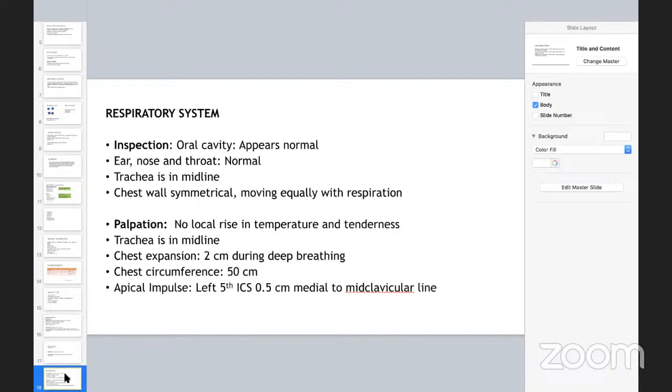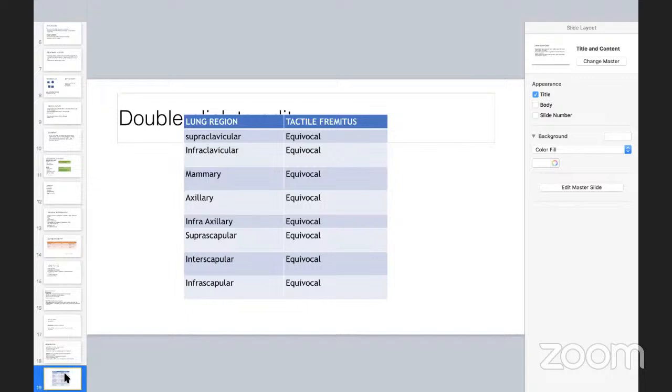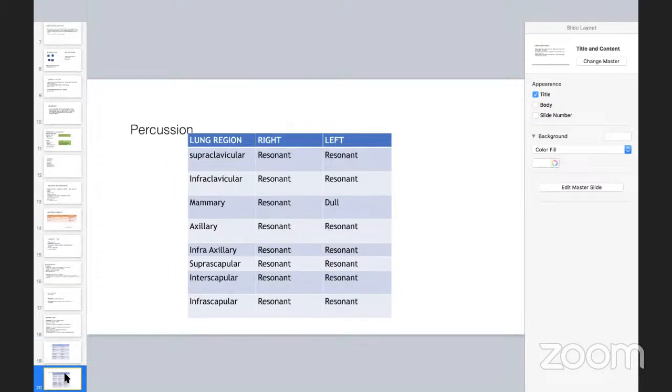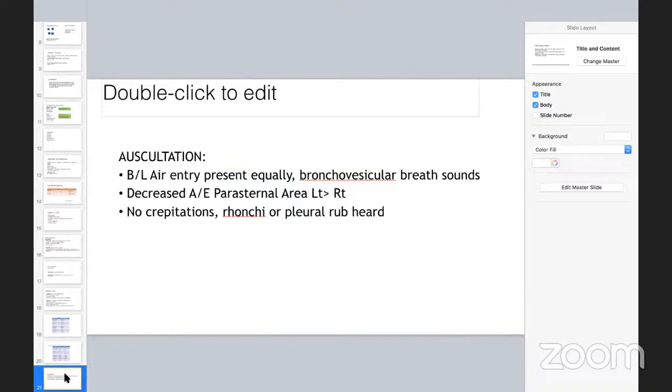On respiratory system examination, the oral cavity appeared normal, the ear, nose, throat was normal, and the trachea was in the midline, and the chest wall was symmetrical, moving equally with respiration. On palpation, there was no local rise of temperature and tenderness. The chest expansion was 2 centimeters during deep breathing. The chest circumference was around 50 centimeters, and the apical impulse was present in the fifth intercostal space, 0.5 centimeters medial to mid-clavicular. On tactile vocal fremitus, equivocal sounds were heard in all lung areas. On percussion, there was a dull note present in the left mammary region, whereas a resonant note was heard in all the other areas. On auscultation, bilateral air entry was present, but it was decreased parasternally, left more than right. No crepitations, rhonchi, or pleural rub were heard.